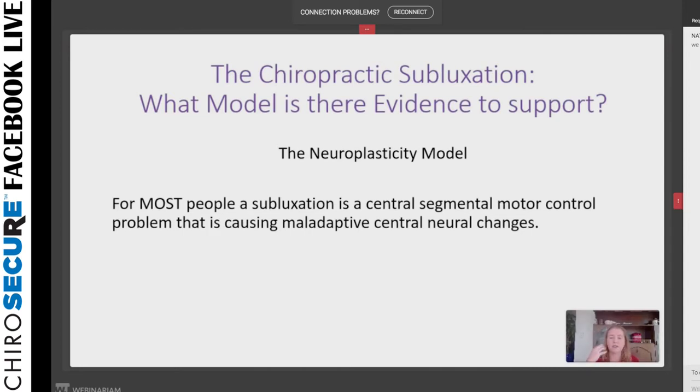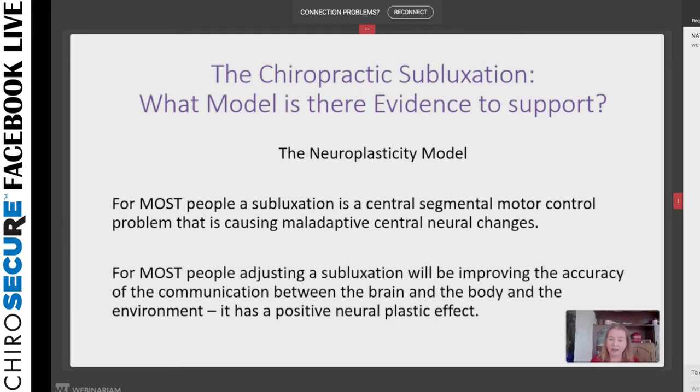If the central nervous system isn't controlling the movement pattern of the spinal motion segment appropriately, it's not moving appropriately and not stretching the muscles appropriately. This causes a change in the afferent information back up to the brain, which causes maladaptive plastic changes, making it harder for the brain to perceive accurately what's going on in the body and the world around it. I'll go into why I say that in a little while. But I'd also argue that for most people, when you adjust subluxations, you will be improving the accuracy of the communication between the brain and that spinal segment and the environment, so that you have a positive neuroplastic effect. The brain becomes more accurately aware of what's going on, not only in the spine, but also the rest of the body and the environment around you. Again, I'll come back to why I say that in a moment.